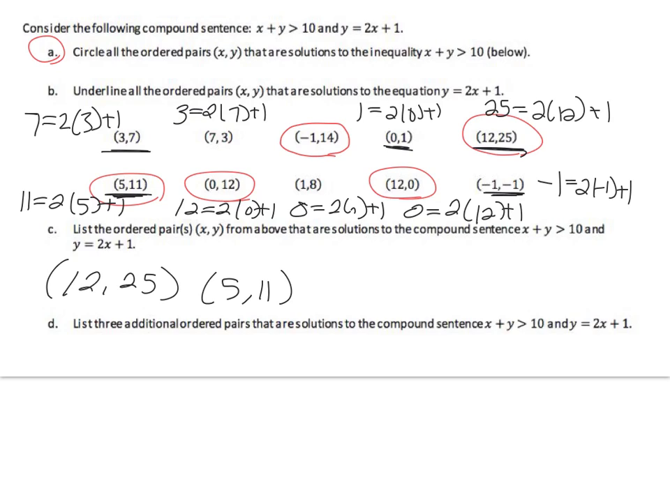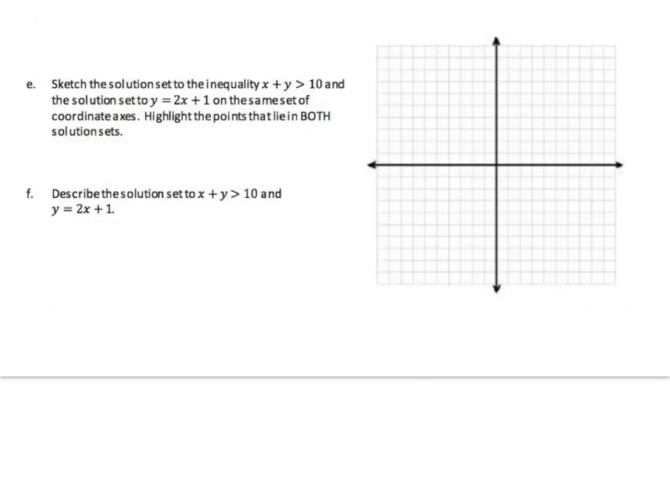List 3 additional ordered pairs that are solutions to the compound sentence. This is hard. I'm just trying to come up with 3 ordered pairs that also are solutions. I'll give you some, and you can check them a little bit and show that they are. I'm coming up with 3 more ordered pairs that are solutions, and they do work. All right, sketch the solution sets to the inequality x plus y is greater than 10 and the solution sets to y equals 2x plus 1 on the same set of coordinate axes. Highlight the points that lie in both the solution sets. So I'm going to do that on pause, so you can go ahead and do that in your notes.